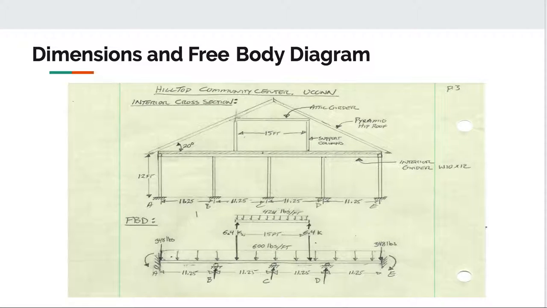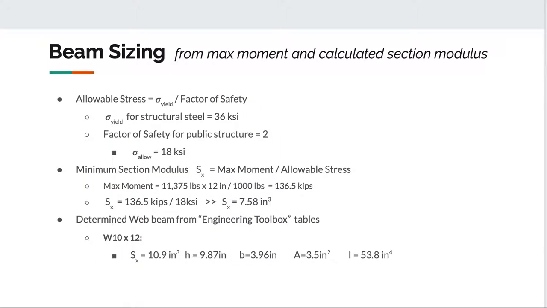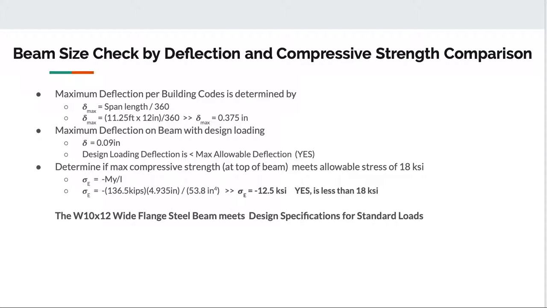And this just shows the dimensions and the free body diagram of the building. To find the beam sizing of the column we will be analyzing, Eric found the allowable stress and the minimum section modulus based on the equation shown on the screen. And these were used to determine that the beam is a W10x12, and all of the standards match with the ASCE 7 standards for the building codes.